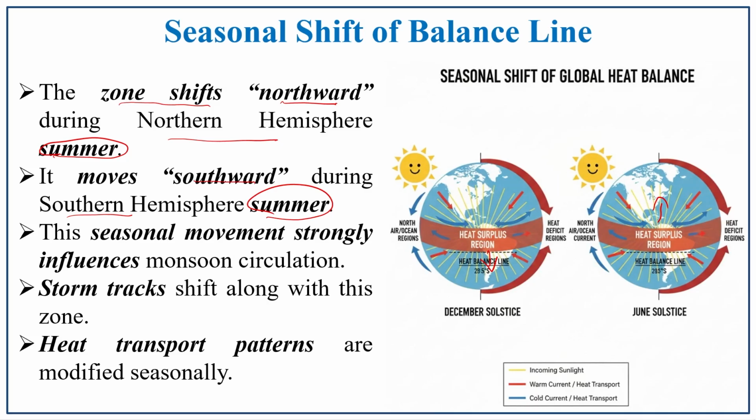The seasonal movement strongly influences the monsoon circulation. So, seasonal wind, here also seasonal shift. Because of the seasonal shift, there is a seasonal wind, that is monsoon. The storm track shifts along with this zone. Because of the shift, what happened? The storm track also shifted. The heat transport patterns are modified seasonally because of this shift during summer in the northern and southern hemispheres.